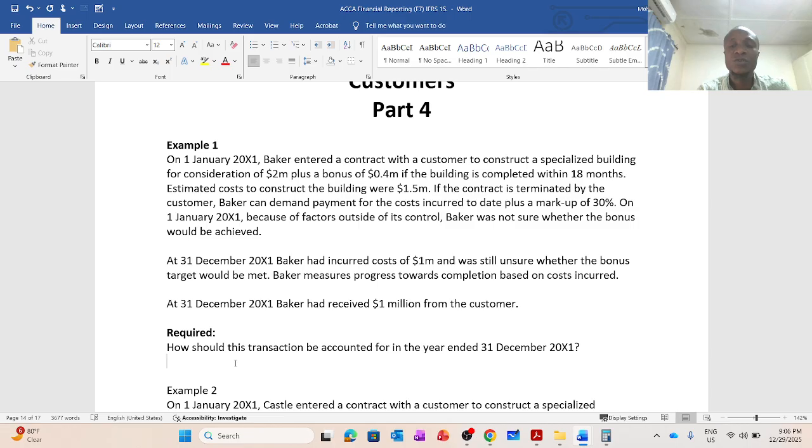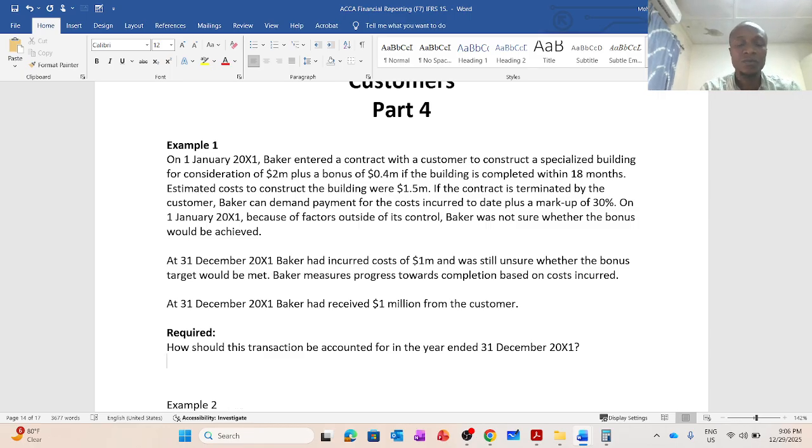Becker measures progress towards completion based on cost. So we are going to use the input approach, the cost to date divided by the total cost, to give us the percentage of progress. At 31st December 20x1, Becker had received 1 million from the customer. So at the end, under stage 4, we are going to look at whether there's a contract asset or a contract liability. So basically, this is the question. We are going to solve it now.